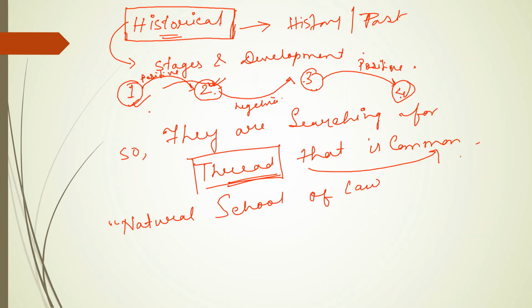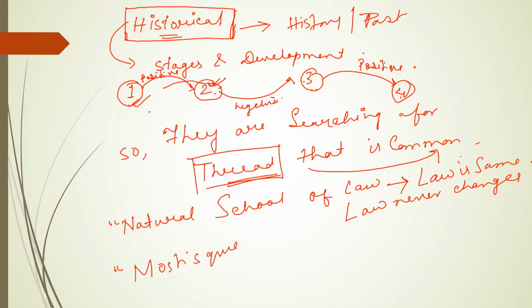The natural school of law said that law is the same. Whatever you make, it is law; law is the same, and law never changes. Who said it? Remember Montesquieu. Remember this name, a very important name, you may get it in an MCQ as well as in a question. Montesquieu is the person we call the first jurist. Under the natural school of law, Montesquieu is the first jurist who said law is the same and law never changes.